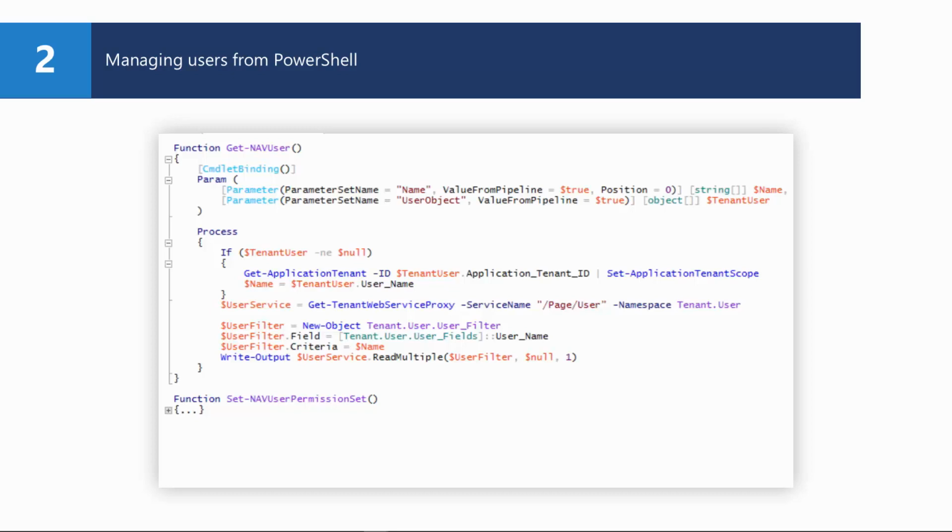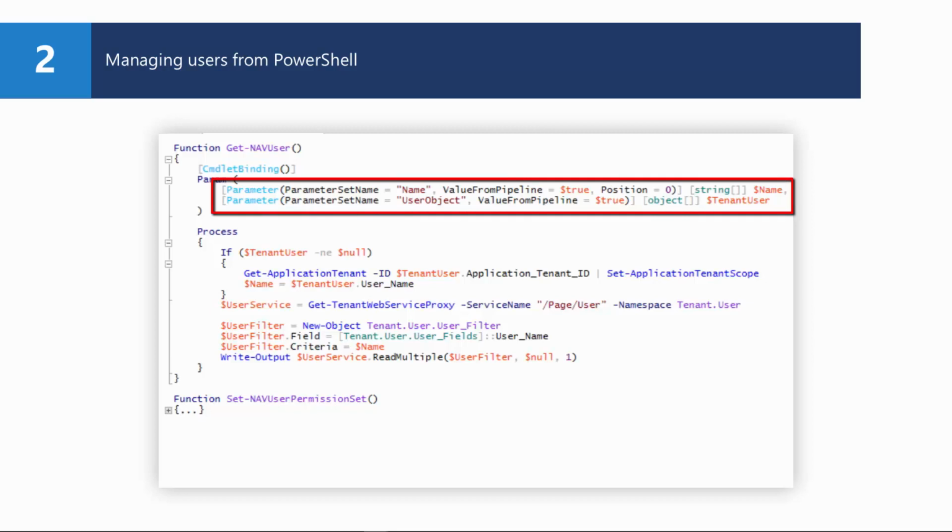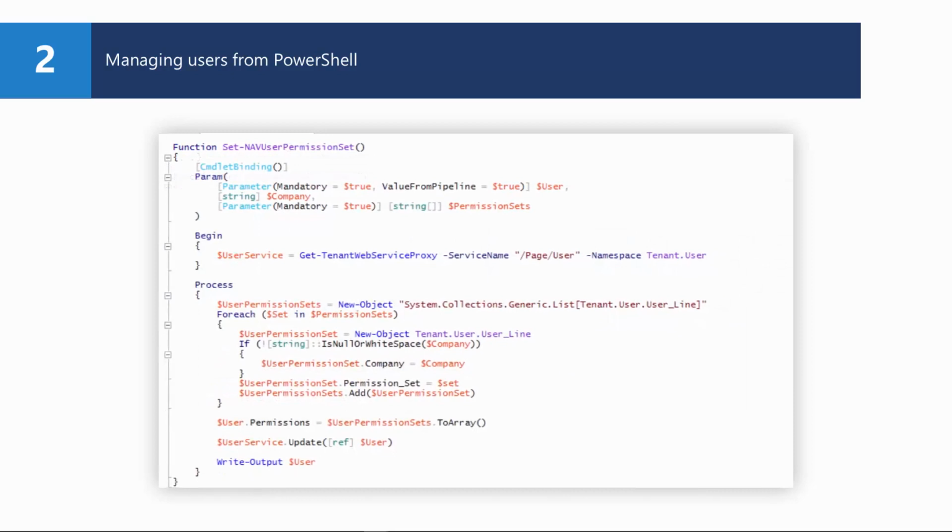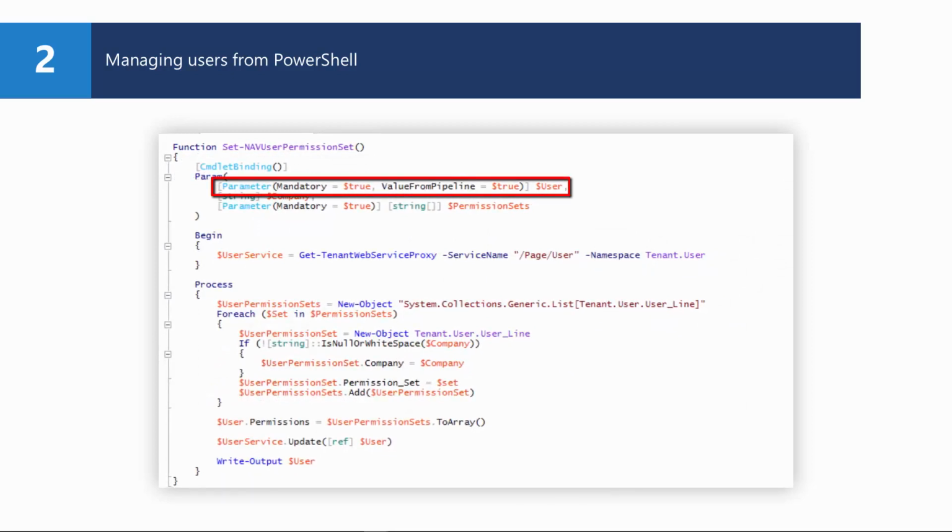First, the getNAVUser commandlet. It receives application tenant users or array of strings from the pipeline and returns the NAV user. I can pipe this information into the setNAVUser permission sets commandlet, which receives users on the pipeline and sets their permission sets. Let's understand how it does so.